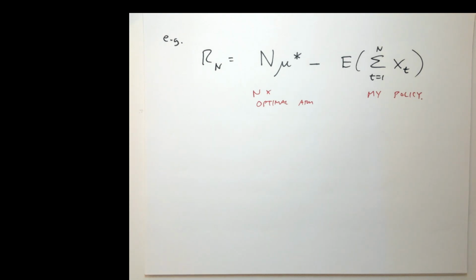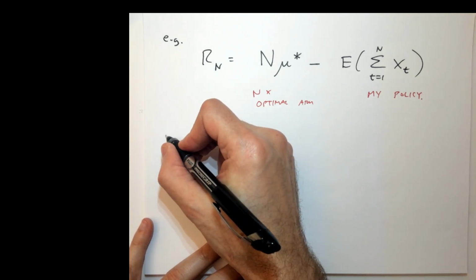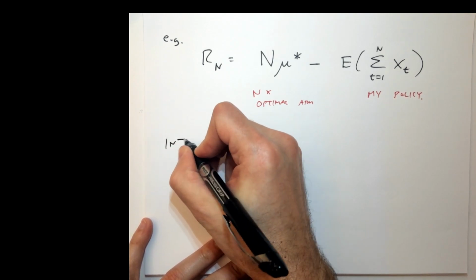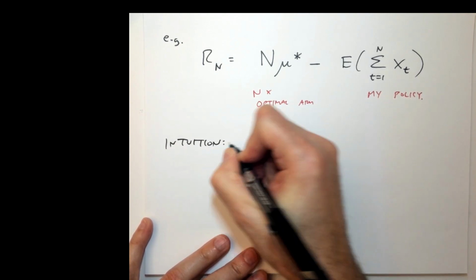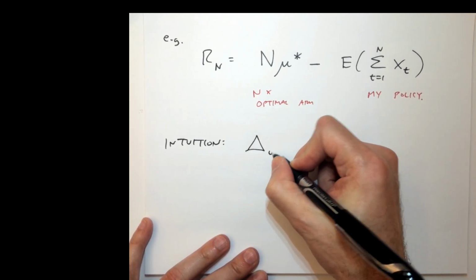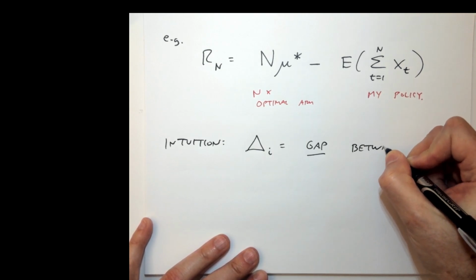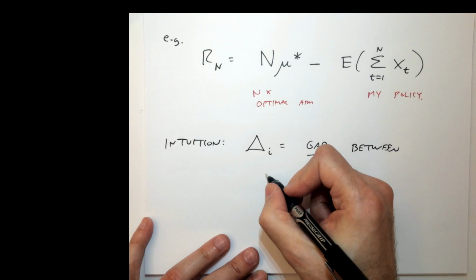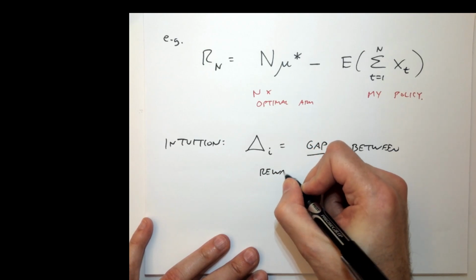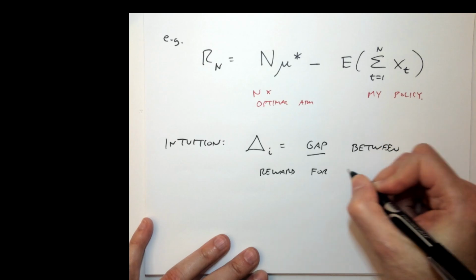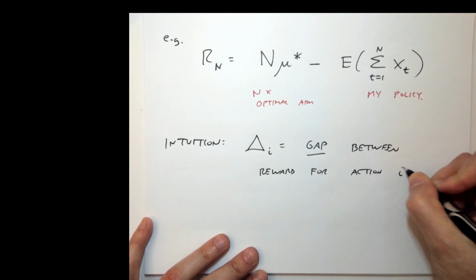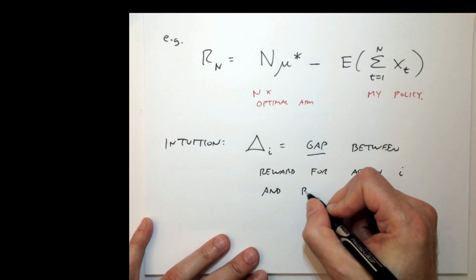And so there's also kind of this intuition where you can decompose the regret into the difference between rewards. The intuition is that we also sometimes define this delta i, which is called the gap between the reward for action i and the best action.